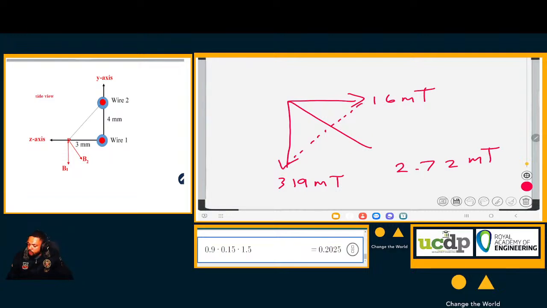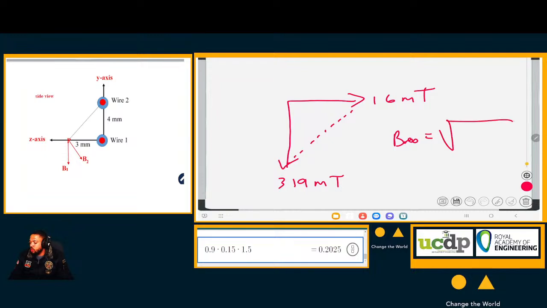Okay. Now, if you want to do that, you can actually just do it yourself, which is just B resultant equal to the square root of, this is 3.1 by the way, and that's 1.6. 1.6 squared plus 3.19 squared should get you 2.72 millitesla. That is your resultant vector.